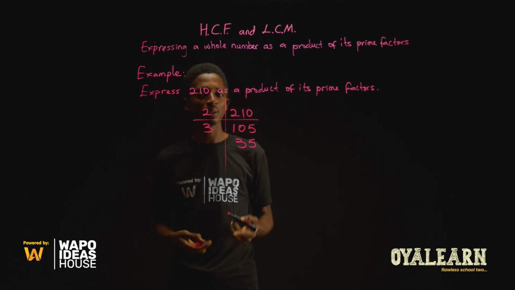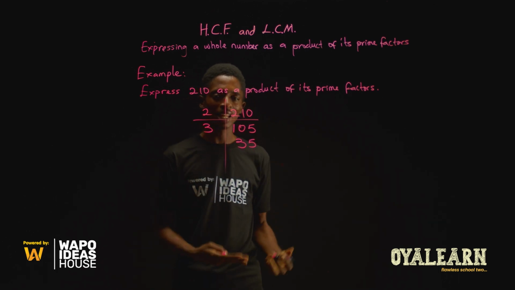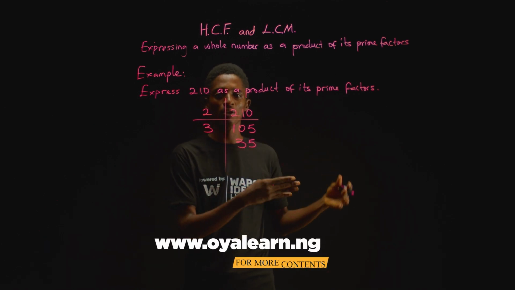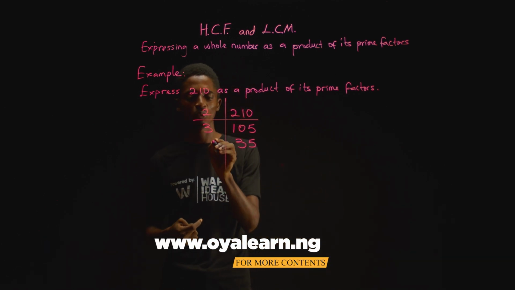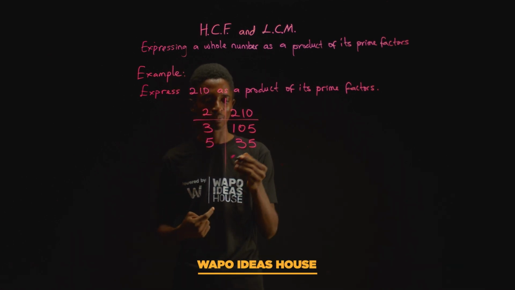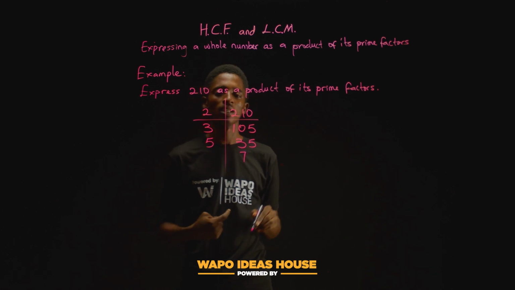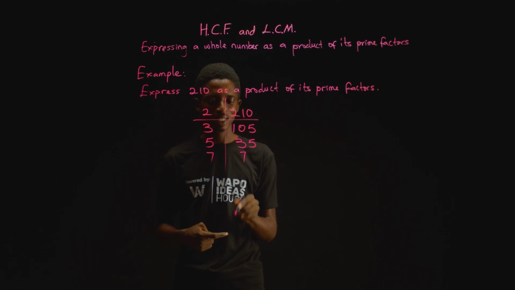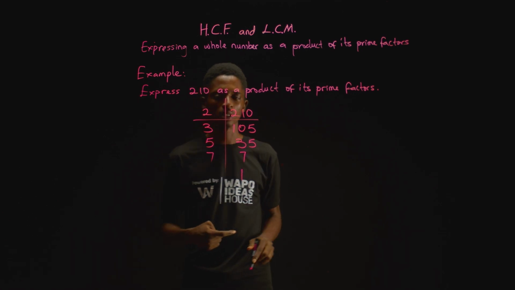The number 35 would then be divided by the next prime factor. Of course, 2 cannot be possible in this case. Likewise, 3 cannot go in 35. It will always give us a remainder. So we go to the next one, which is 5. And 5 in 35 would give us 7. And then the next prime factor that can go is 7. 7 in 7 is 1.